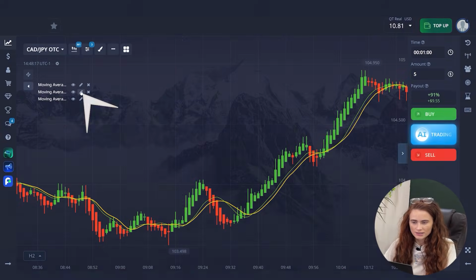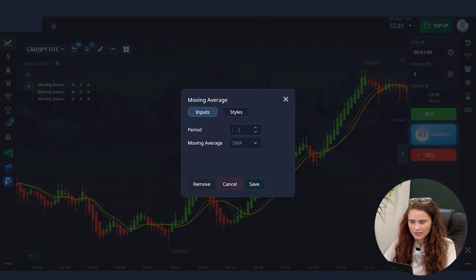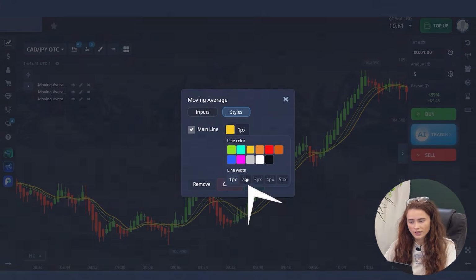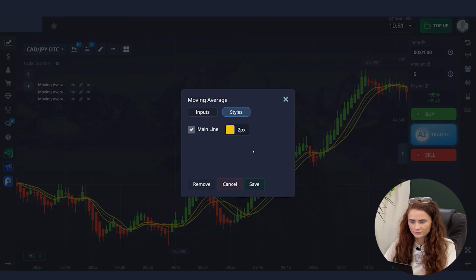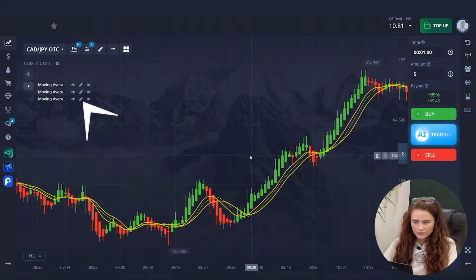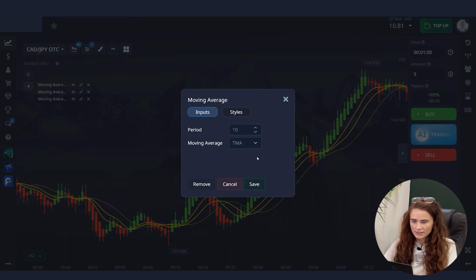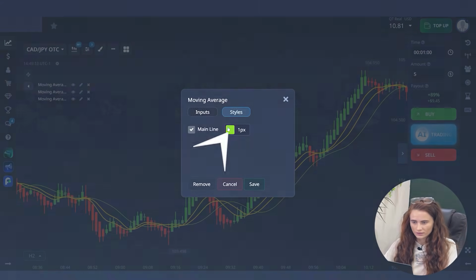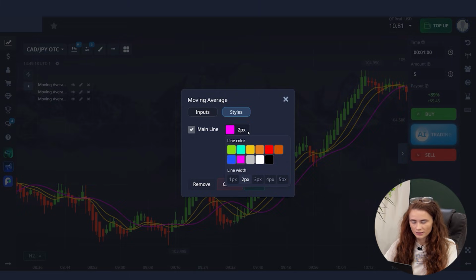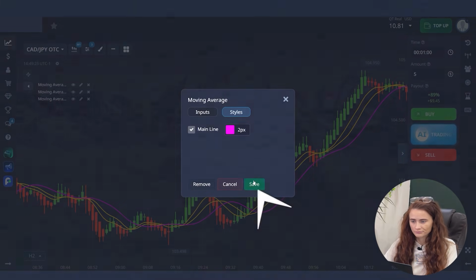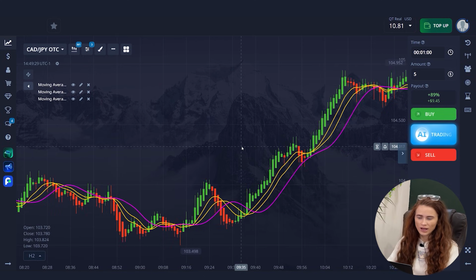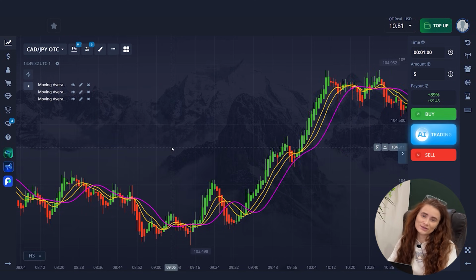And now open the settings of the second moving average indicator. The period will also be 12, but the type of the line will make WMA. The color of this line will also be yellow and also increase the thickness of the line. For the third moving average period, leave 10 and type of the line will be TMA. The color of this line will make purple and increase the thickness. And this setup is complete. Now I will start working and tell you more about the strategy itself.